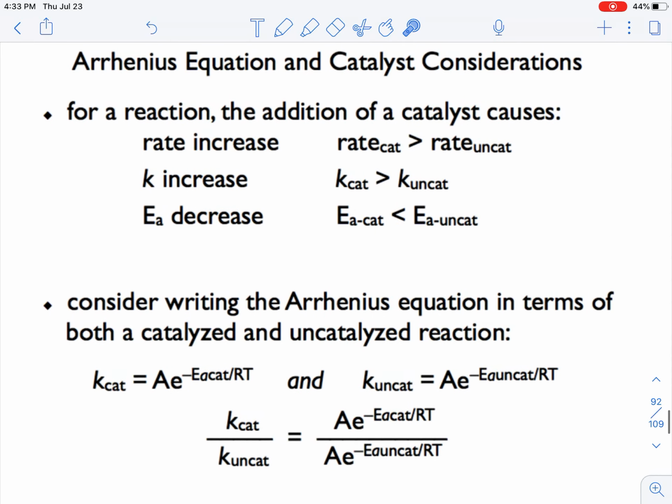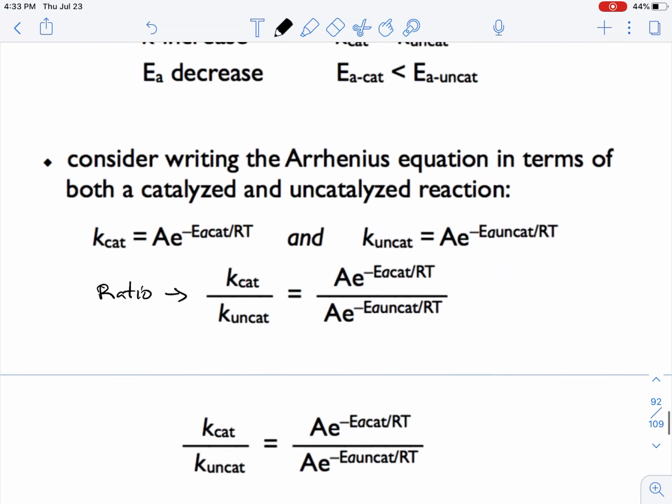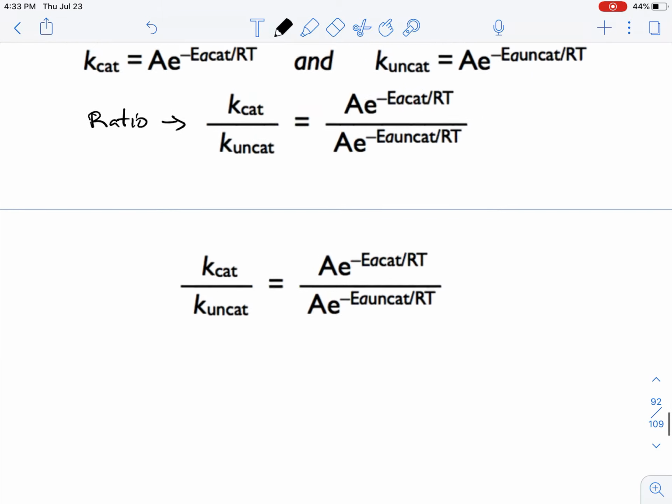And so what we can do is combine them such that we take a ratio. If we take a ratio of both the catalyzed and uncatalyzed reaction, we should be able to create an equation that allows us to quantify the activation energy for either the catalyzed or uncatalyzed reaction. So let's go ahead and go through that proof.